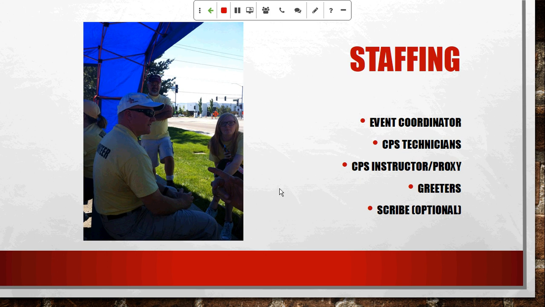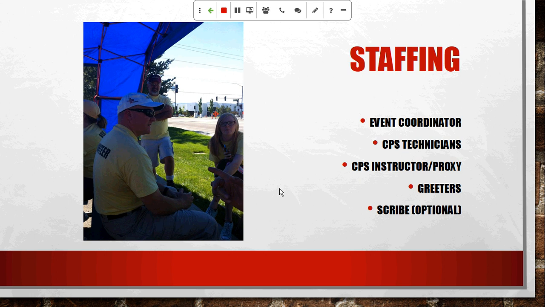I also like to say scribes are optional. I would personally only use a scribe if you were bare bones, super short on technicians. If this is the case, I would pair a scribe up with a technician to run an individual inspection station. A scribe would go through the CPS checklist and assist the technician. However, the technician would take on the primary role of communicating and educating that family. So basically, the scribe just supports the technician in their activities.